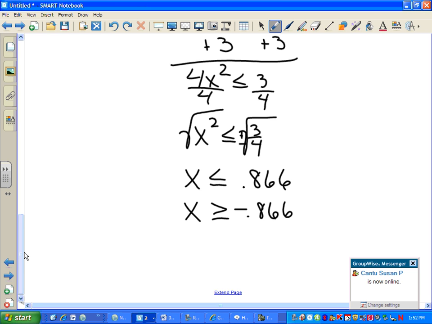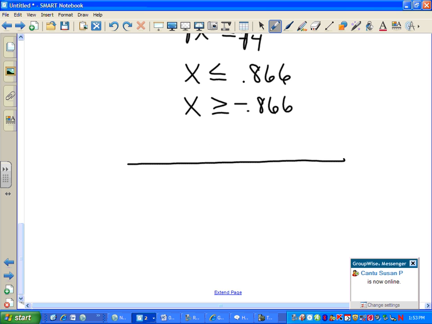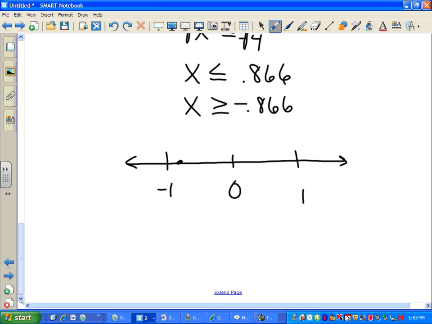Just to give you a visual on that, on a number line, if this is 0, negative 1, and 1, negative 0.866 would be about here. Let's change colors. Negative 0.866 would be about here. Positive 0.866 would be about here. So all the numbers bigger than the negative, but smaller than the positive. So all of these numbers in here have to be excluded. We cannot use the numbers in there.